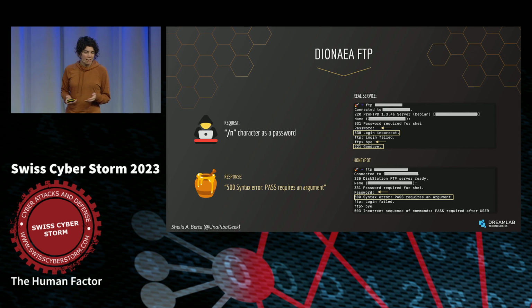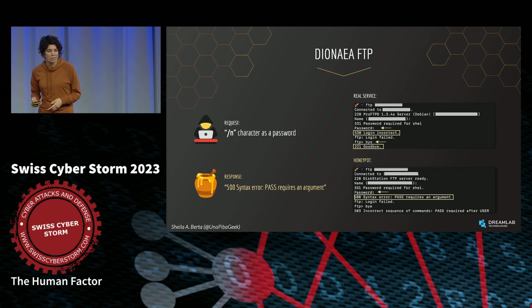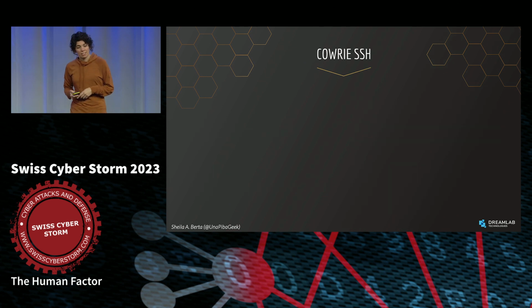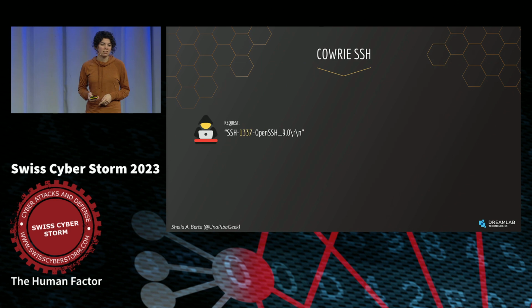If we send a line break as a password, it responds with a syntax error. Pass requires an argument, and if we send a bye, it responds again with another error. So this is the idea, just to catch a flow logic and get it as a fingerprint to identify the honeypot. Cowrie SSH, it was one of the few honeypots that I saw some previous research on trying to find a flow logic, but it was bringing a lot of false positives, so I was trying to improve this one.